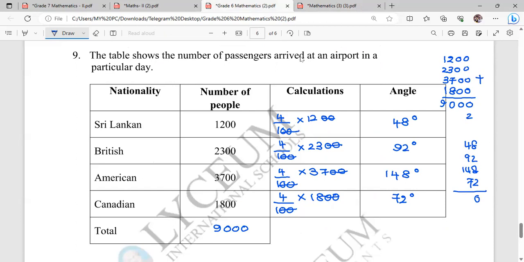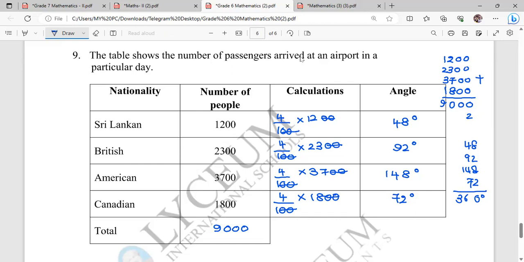Yes, it gives me 360. That means my calculation is correct. So before going for the drawing part, I will quickly write down: Sri Lankan, it is 48, and the British people, it is 92. Then the American, it is 148, and Canadian, it is 72. That we have 4 types.